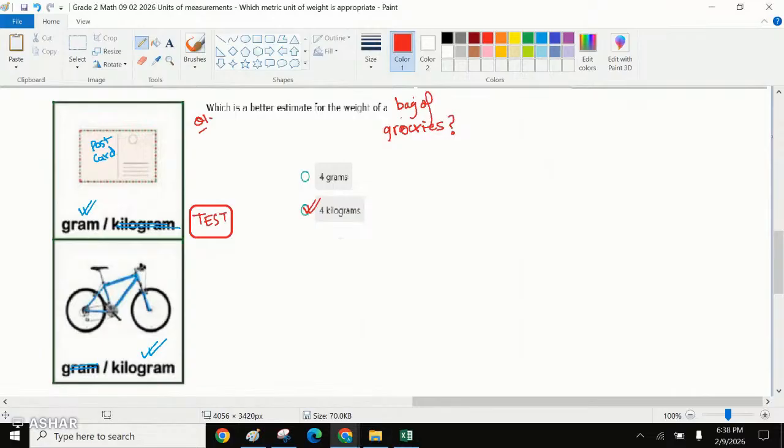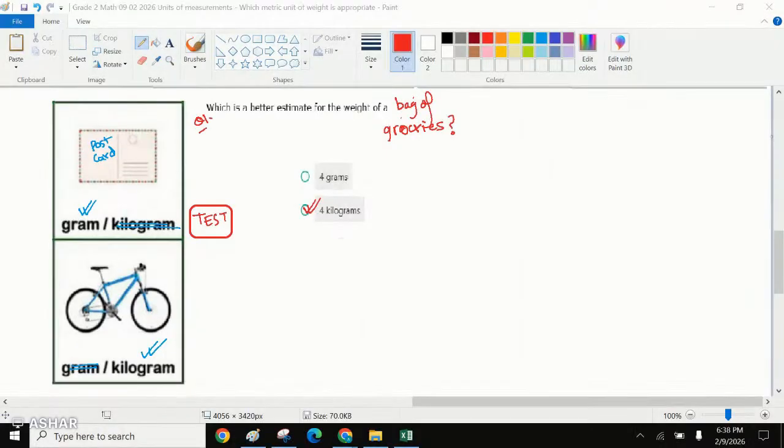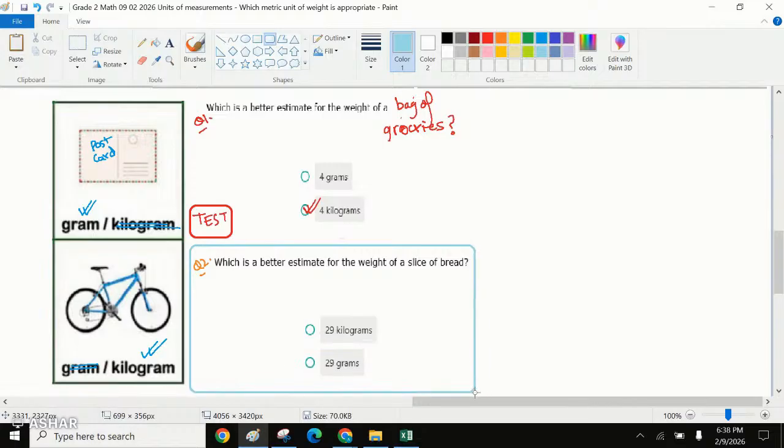Okay. Again, they are giving us the weight of the slice of bread. And the options given are 29 kilograms and 29 grams. Let's see. For question number 2, if these are the options given to us. What should be the possible answer for this? What about question number 2?